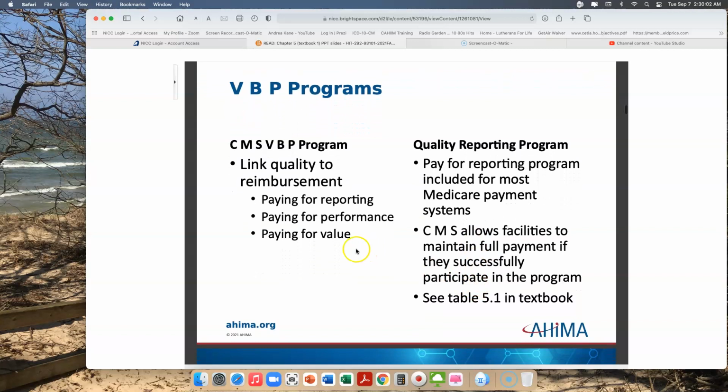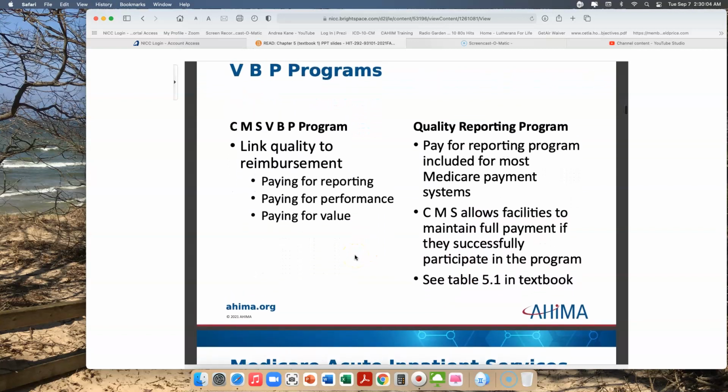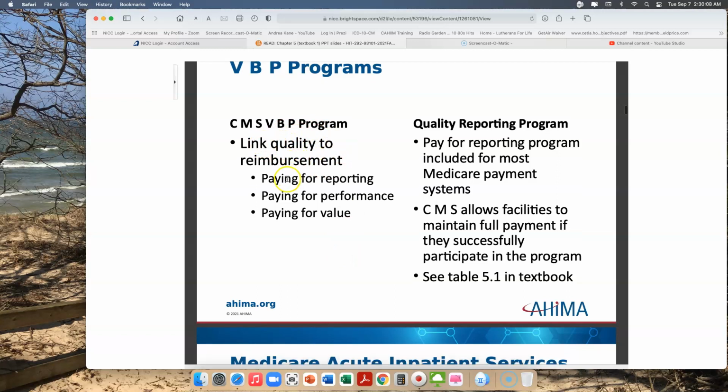Value-based purchasing programs link quality to reimbursement. That's really the bottom line. They link that quality to reimbursement because they pay for reporting, pay for performance, and pay for value. The pay for reporting quality reporting program is included for most Medicare payment systems. CMS allows facilities to maintain full payment if they successfully participate in the program.